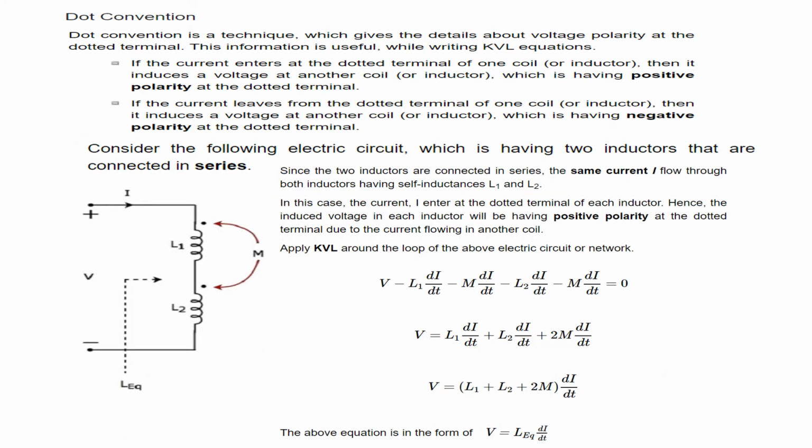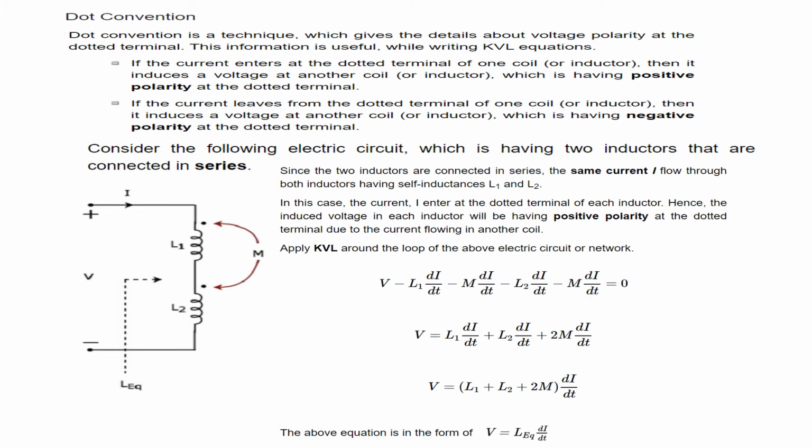Next, dot convention. Dot convention is a technique which gives the details of voltage polarity at the dotted terminal. This information is useful while writing KVL equations. If the current enters at the dotted terminal of one coil or inductor, then it induces a voltage in another coil or inductor which has positive polarity at the dotted terminal. If the current leaves from the dotted terminal of one coil or inductor, then it induces a voltage in another coil or inductor which has negative polarity at the dotted terminal.